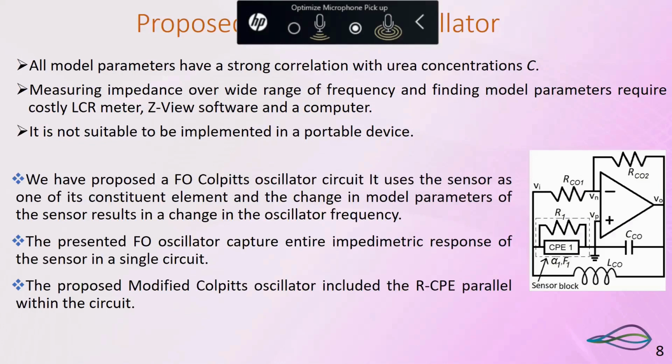So we propose a fractional order Colpitts oscillator, which incorporates the sensor itself into its circuit. If the parameter changes, the oscillation frequency will change. So by detecting the oscillation frequency, you can detect the concentration of urea. This is our proposed fractional order Colpitts oscillator, which incorporates the RCP parallel.